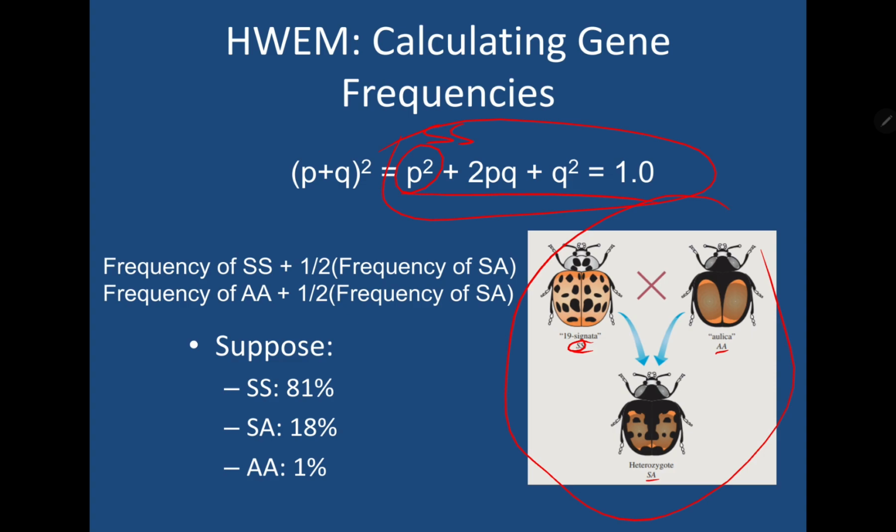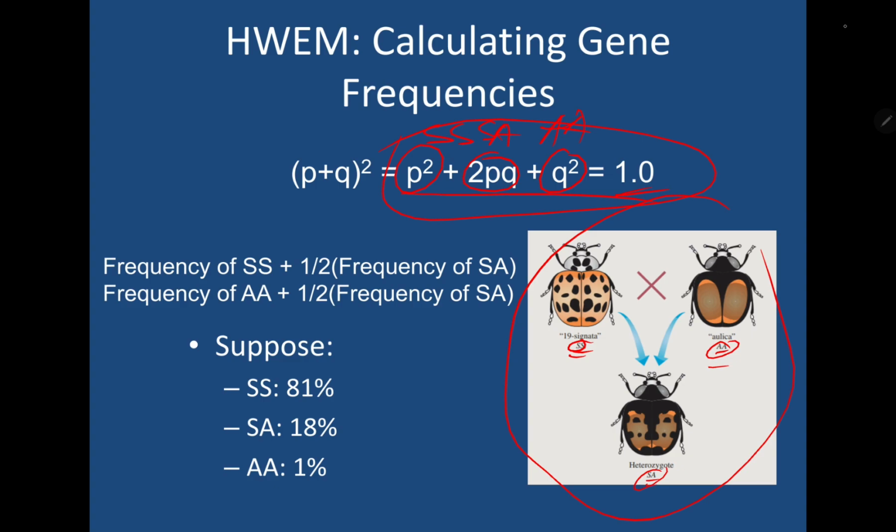Okay, 2pq refers to the frequency of the SA genotype, whereas q squared refers to AA. So we have AA here and SA here, and all equal to 1. So in short, we just take into account the mixes of the genotypes in the population. We just take into account the mixes of SS, AA, and SA in the population.